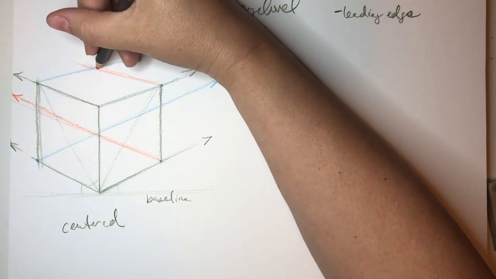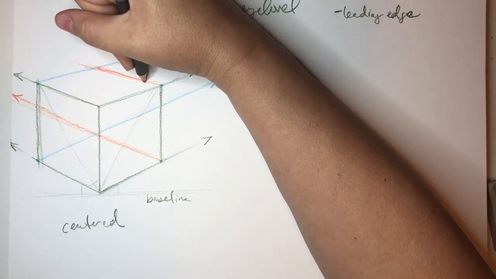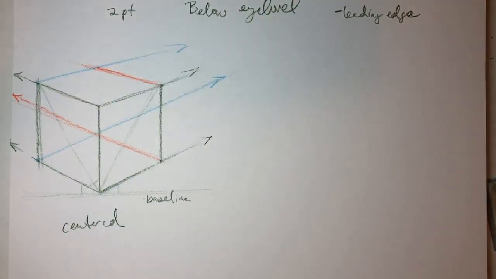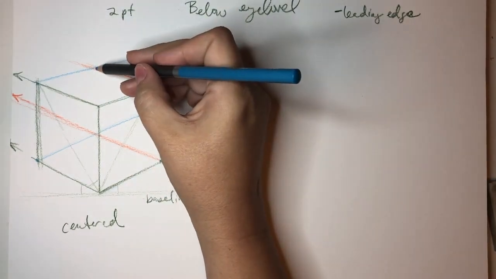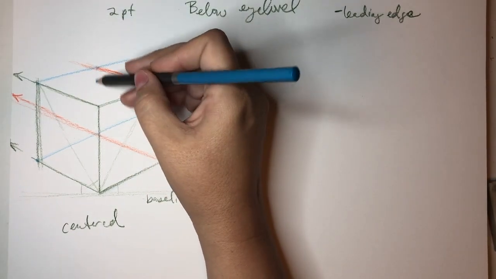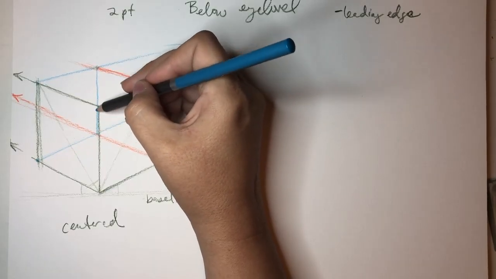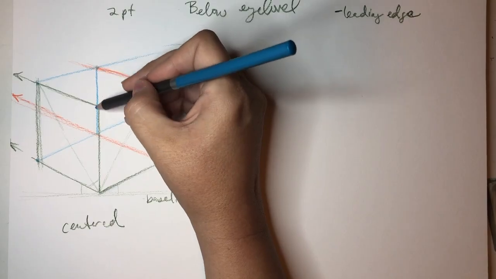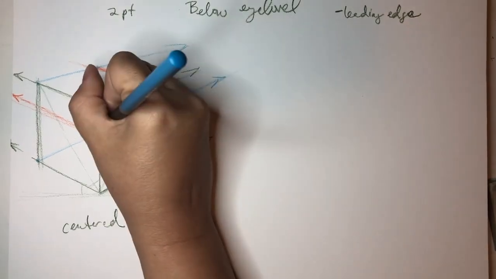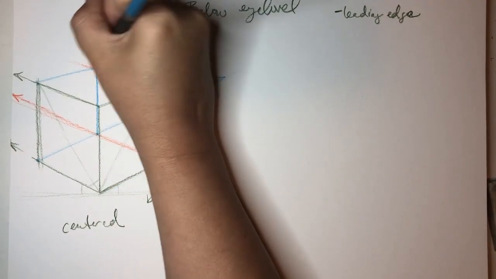Now, if I've done a good symmetrical cube, then the front line and the back line are going to line up exactly. And it looks like mine is just very slightly off center. So you can see where these lines are crossing.